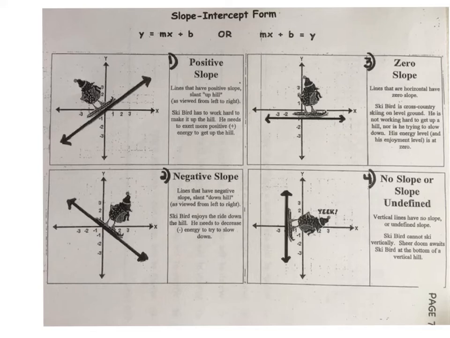Welcome to page 7 of Excel packet number 4. On page 7, we're going to discuss slope. The slope of a line is the numerical measurement of its pitch or its rise over run. Slope is represented by the letter M.